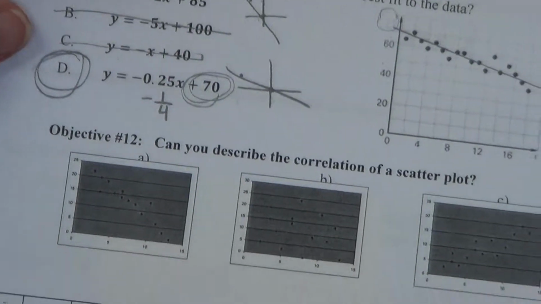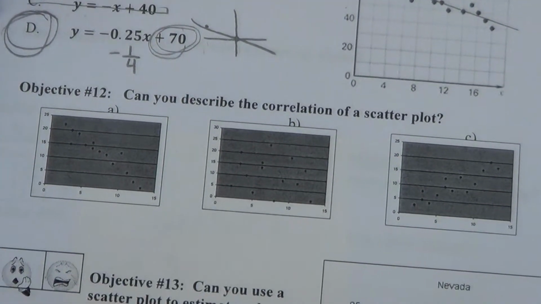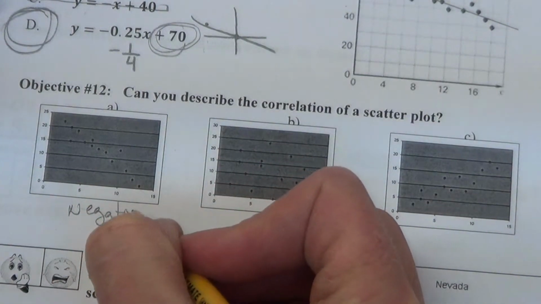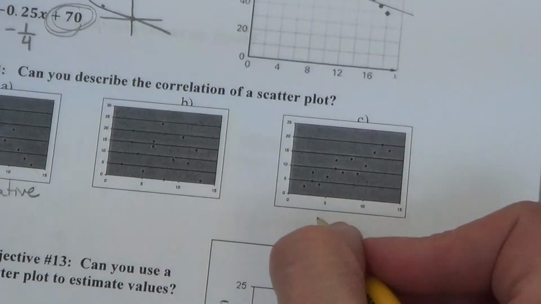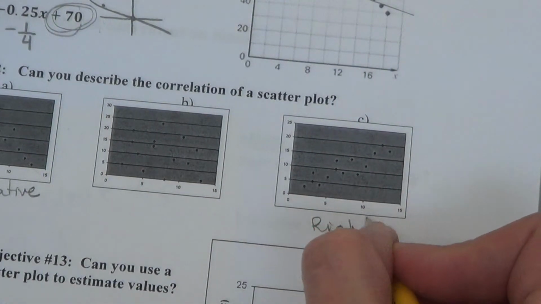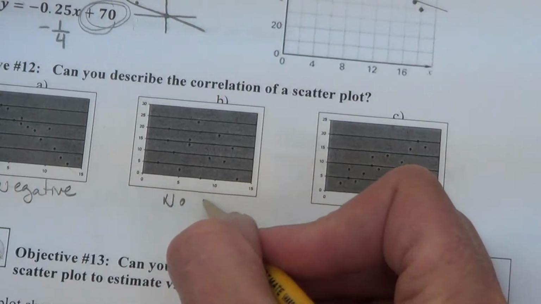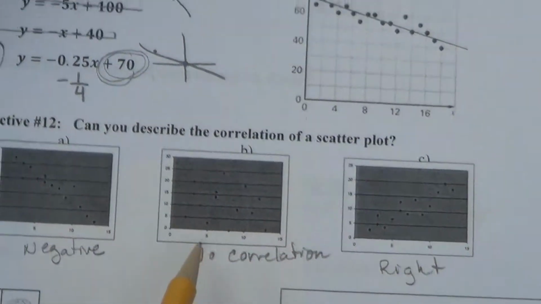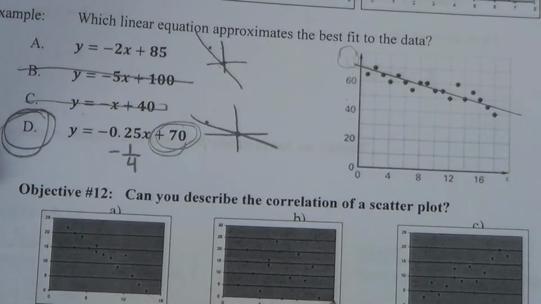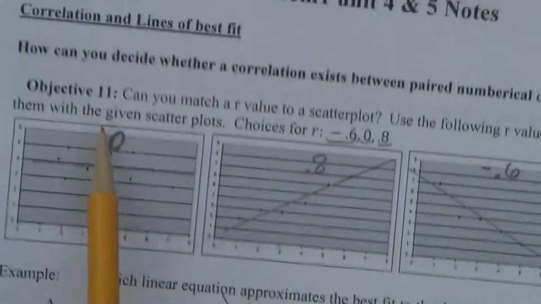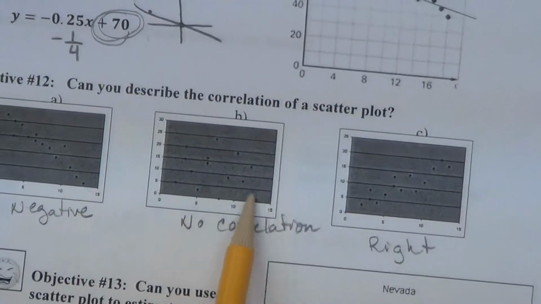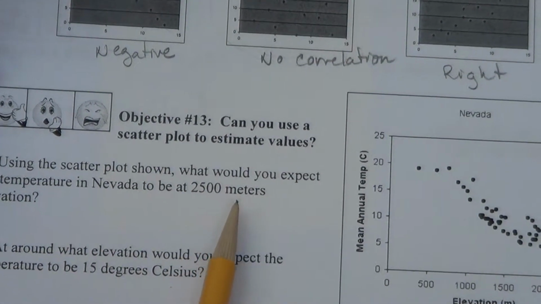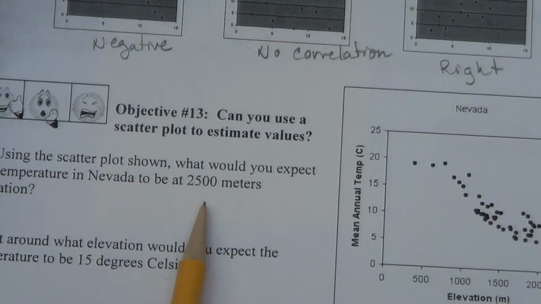Okay? Can you describe the correlations of the scatter plots? This one goes up to the left, so it's negative. This one goes up to the right, so it's positive. And this one has no correlation. If you look, there isn't a trend at all in that whole thing. You have some high and some low and some low and some high. And unlike this one where it was a 0 trend, this one is all over the place. There's no correlation.